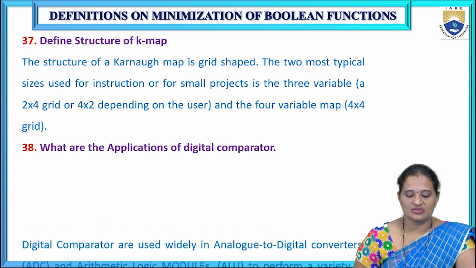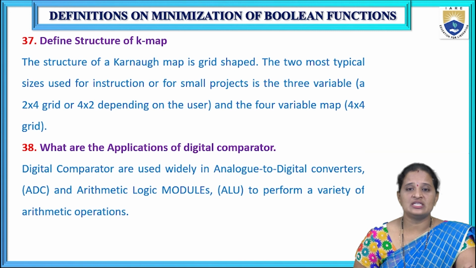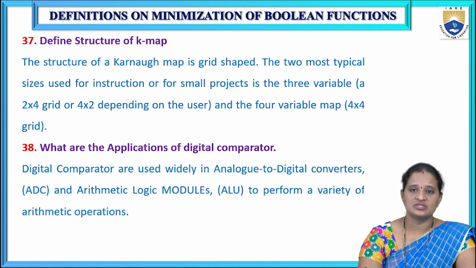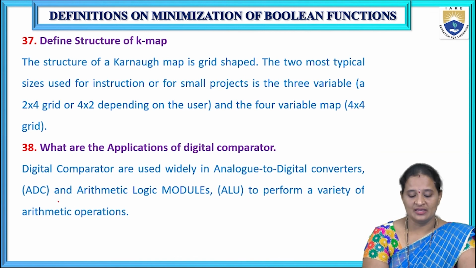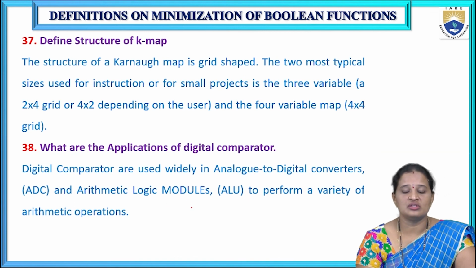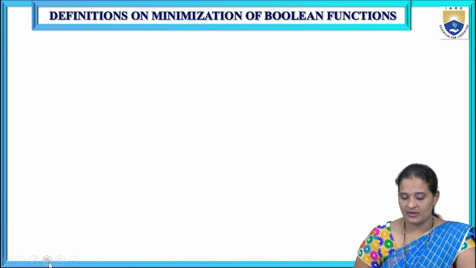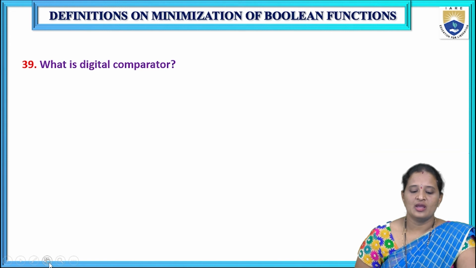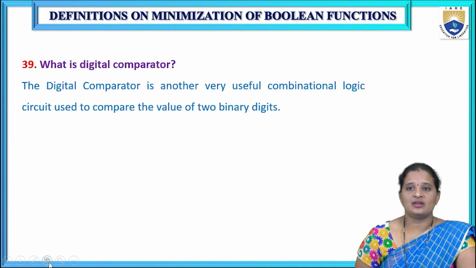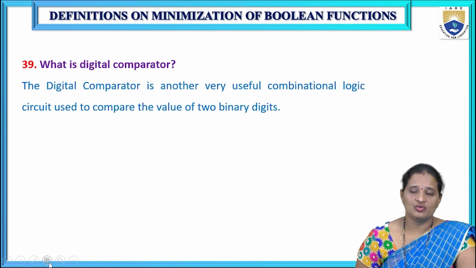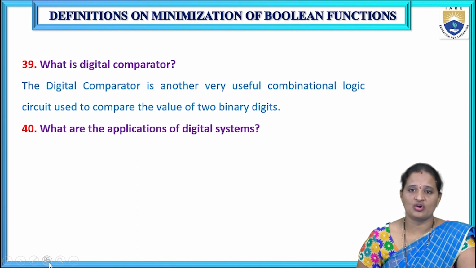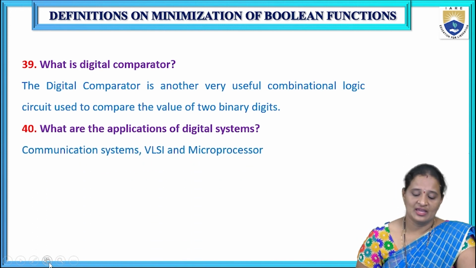What are the applications of digital comparator? Digital comparators are mainly used in analog to digital converters, that is ADC, and arithmetic logic units, that is ALUs, to perform a variety of arithmetic operations. So what is a digital comparator? It is used to compare two binary numbers of any number of bits, and it produces three outputs: A greater than B, A equal to B, and A less than B.